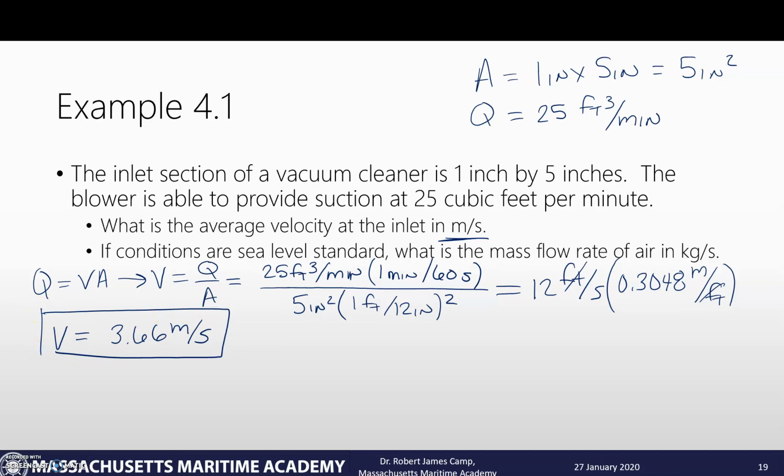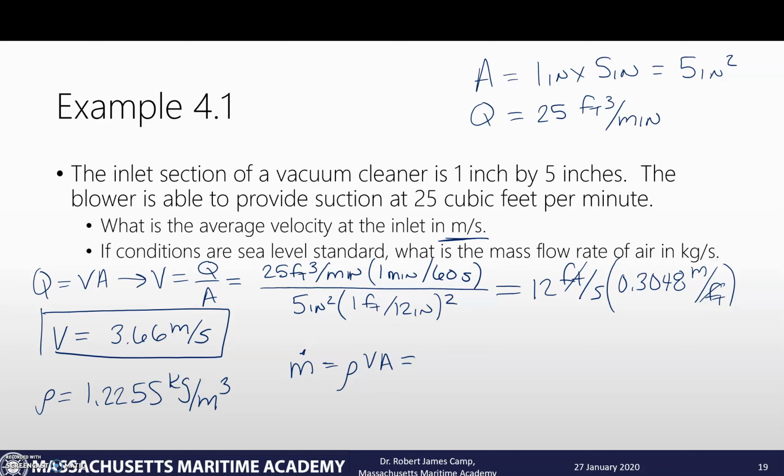The second part of our answer is, what is the flow rate in kilograms per second at sea level standard? So we look up the density of air at sea level, and we get 1.2255 kilograms per cubic meter. At this point, we're looking for mass flow rate. We know our mass flux is rho VA. Now we have density, we know the velocity, and we know the area.